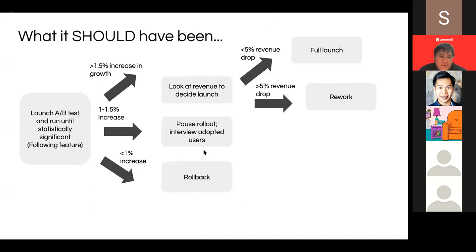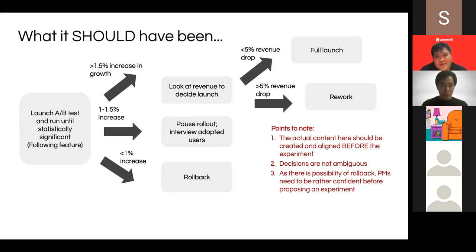So what should it have been? If we were to turn back time: launch the A/B test again, run until it's significant, more than 1.5% in growth. Okay, let's look at revenue to decide whether to full launch. Less than 5% revenue drop, full launch, it seems worth it. More than 5% revenue drop, let's rework, let's see if we can bring down that revenue drop. Only 1 to 1.5% increase, let's pause rollout because our hypothesis is not right. It's proven that we haven't hit the impact we want. And if less than 1%, let's roll back. This is what it should have looked like.